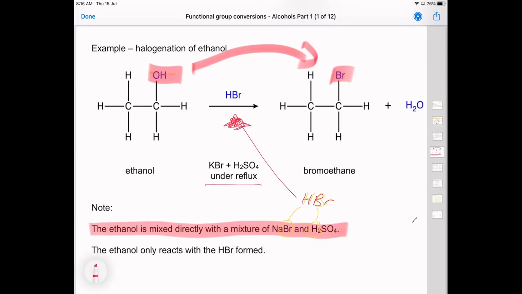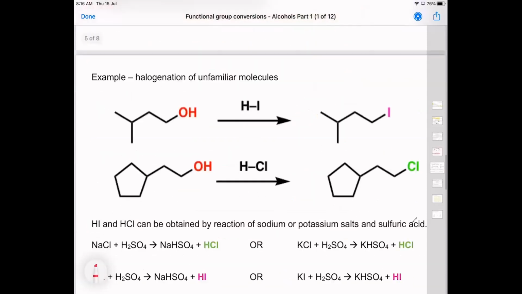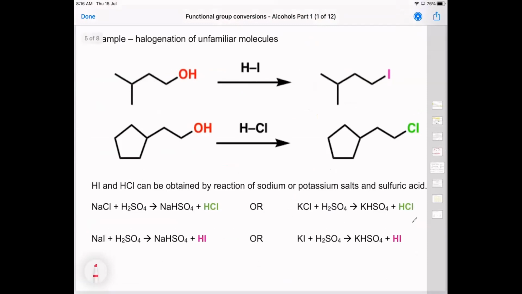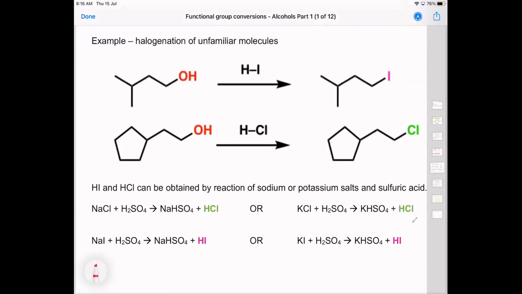Cool. Any questions so far? No. You're good? Happy days? Good, good, good. So we can look at another example here, examples of unfamiliar molecules. Remember when I say unfamiliar, I just mean, yes, Angelica?